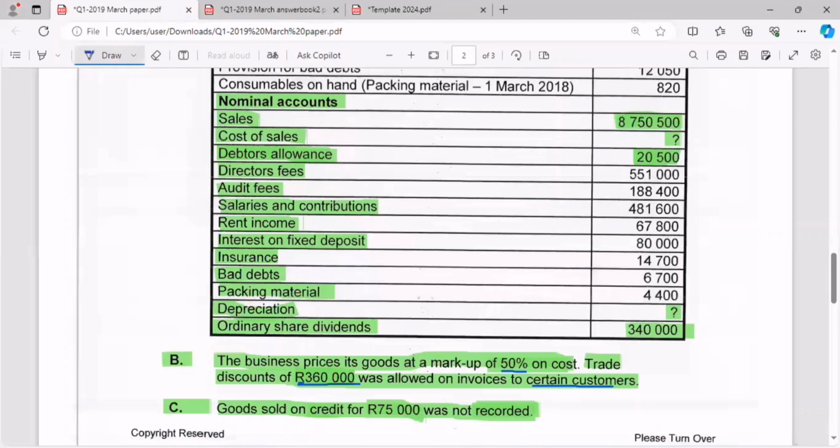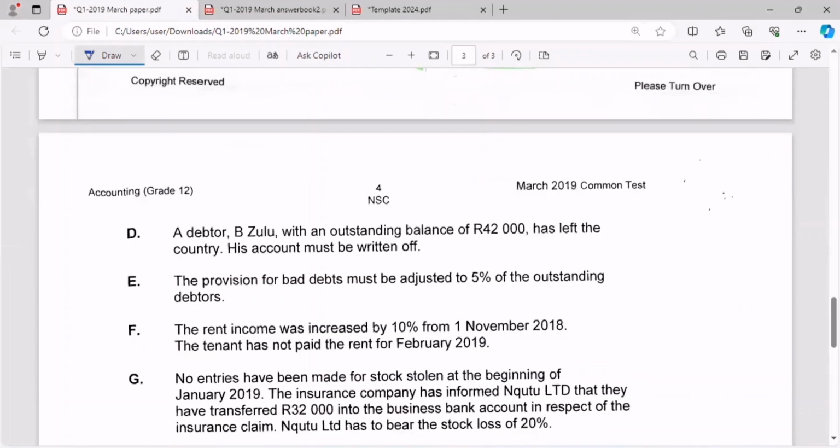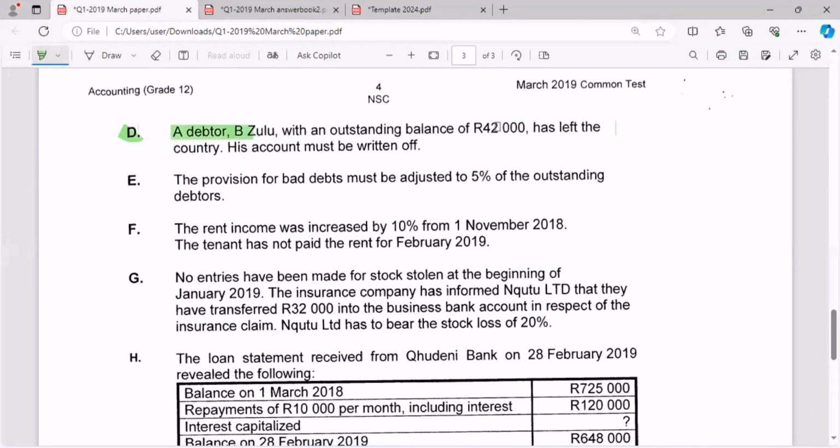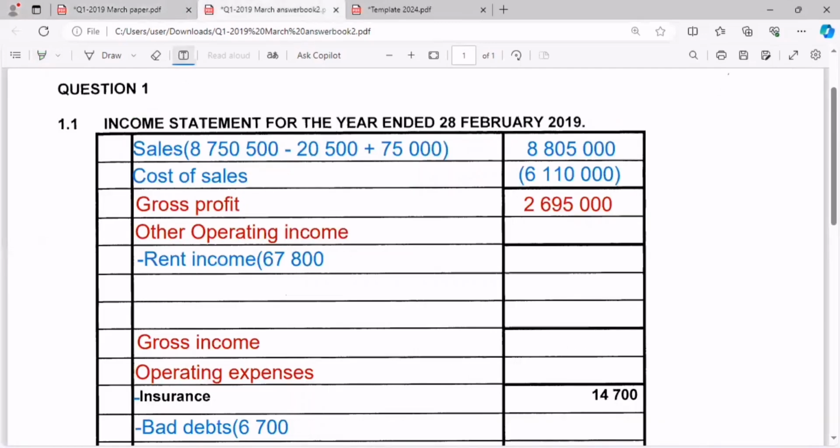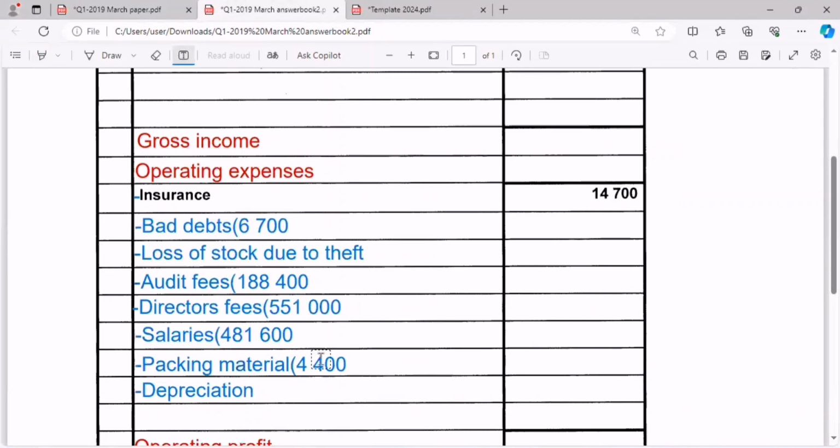And then I will read the next adjustment. A debtor B Zulu with an outstanding balance of 42,000 has left the country, and his account must be written off. So there is this debtor by the name B Zulu. So this debtor has left the country and he never paid us the balance of 42,000. So now we can't trace him anymore because he has left the country. So what should we do with the balance that is owing to us? So the balance needs to be written off. So guys, this will create a bad debt. So we're gonna have a bad debt of 42,000. So we're gonna capitalize this under this line item of bad debts.